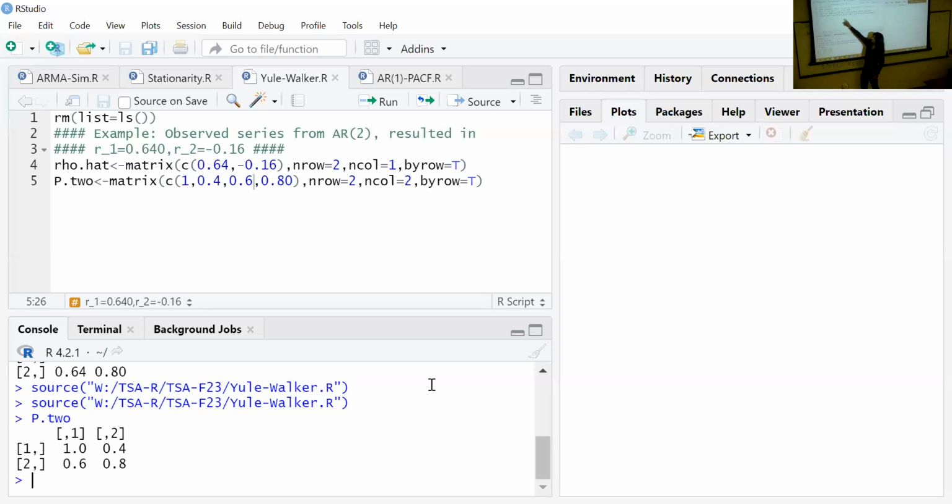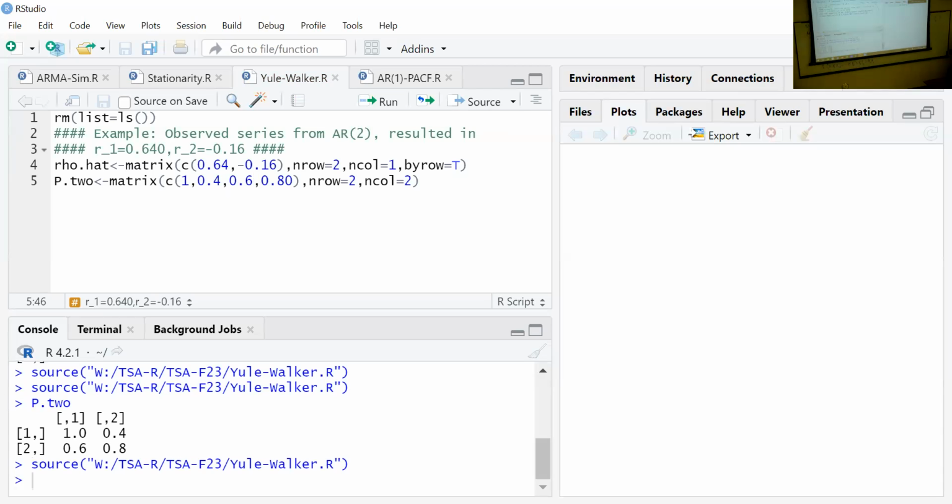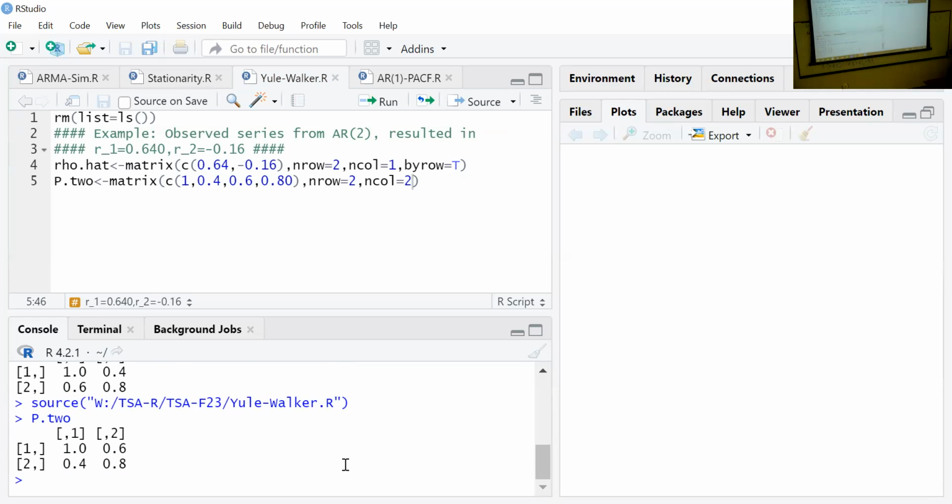So it takes the first 2 values, puts them in the first row, the next 2 values, the second row. But if you don't specify, the default value is false, it will start filling this way: firstly 1, 0.4, 0.6, 0.8. So you've got to be careful when you define it in R. For this example, though, it doesn't matter because we have a symmetric matrix.